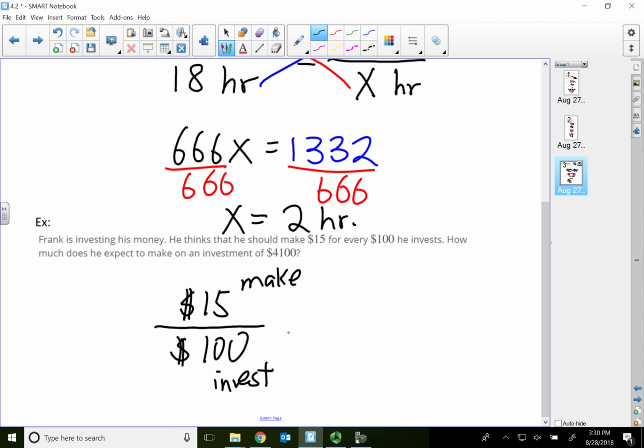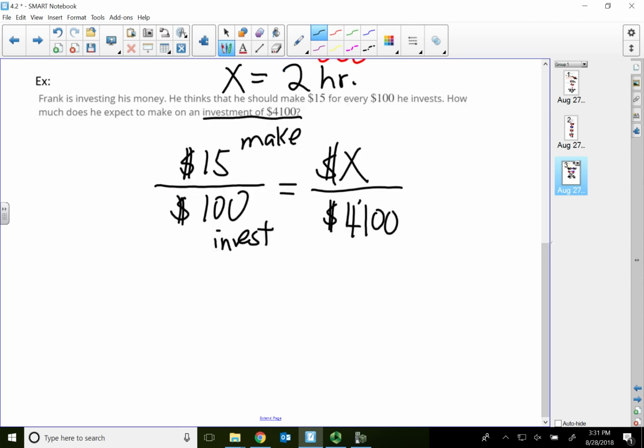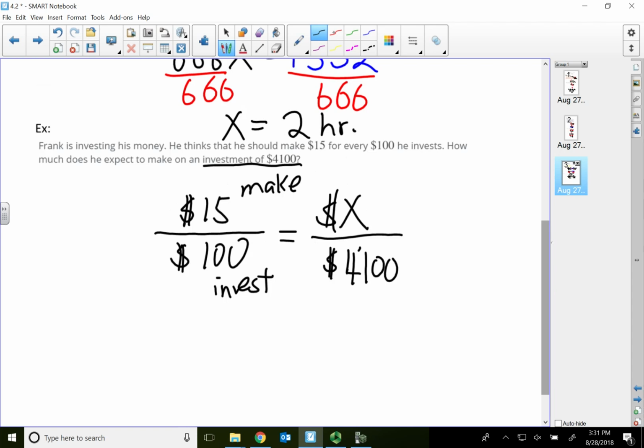Set it equal to this $4,100 is referring to as investment. So investment, 4,100 got to go in the bottom. So that's why the question asks, how much does he expect to make go on top for $4,100 he invested? So if I do this using cross product, that will be 100 times x, 100x, set it equal to 15 times 4,100.